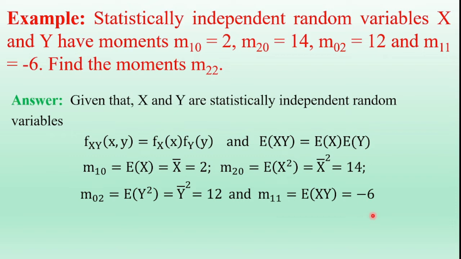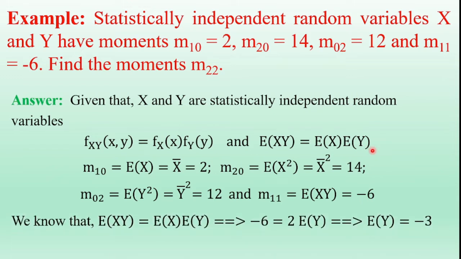Now we are given the expectation of x, the expectation of x square, and the expectation of y square. The expectation of y is not given, so first calculate the expectation of y. Using the condition that the expectation of xy is equal to the expectation of x into the expectation of y: the expectation of xy is minus 6 and the expectation of x is 2, so minus 6 is equal to 2 into the expectation of y. Therefore, the expectation of y is equal to minus 3.